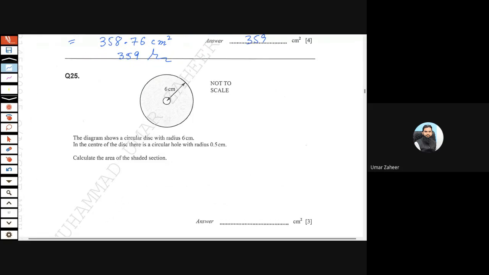All right, everyone, just do the last question. It's very easy, and we are going to end the class. You have a bigger circle and a small circle, it just looks like a disc. The bigger radius is 6 centimeter, the smaller radius is 0.5. You have to find the shaded area. That is simply the area of the bigger circle minus the area of the small circle. Please find the final answer and tell it to me.